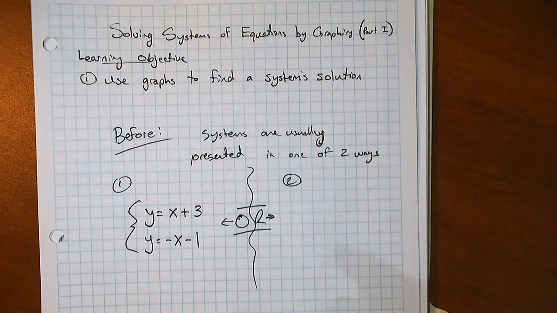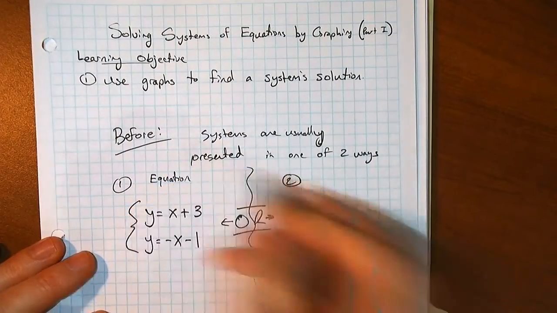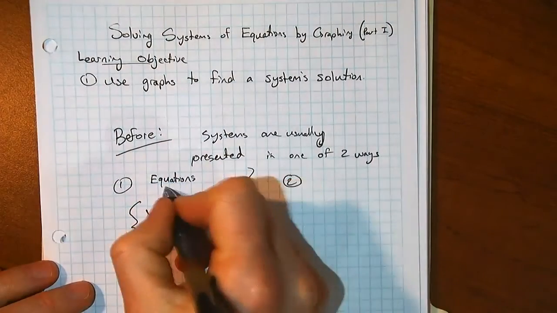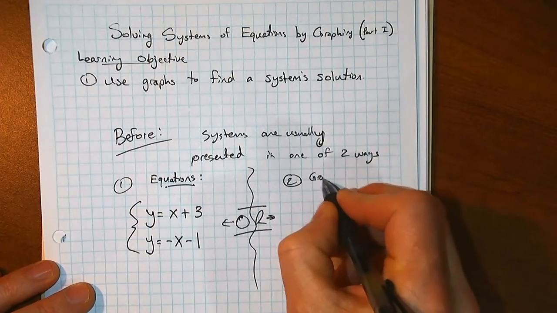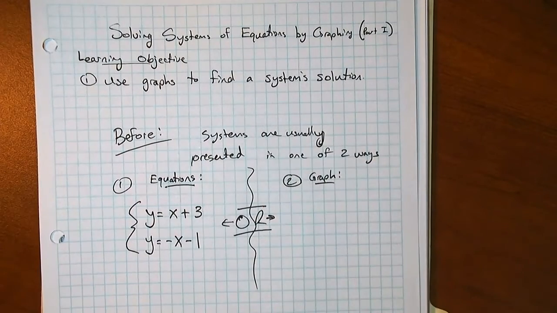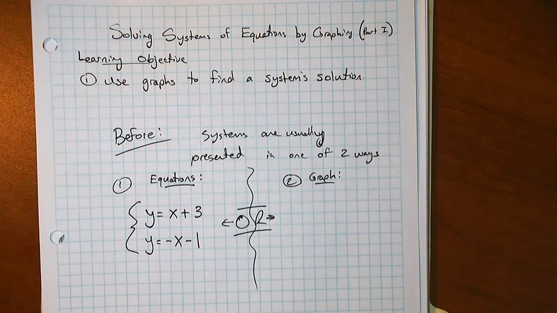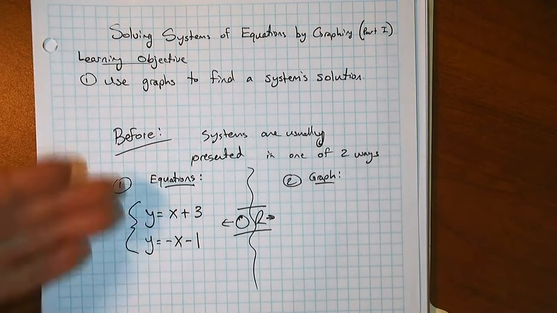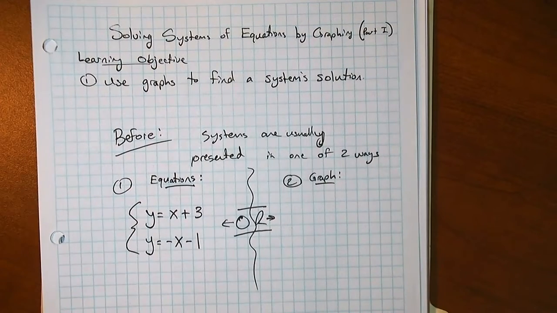And over here, so that's the first way that you'll see it presented, as equations, or you might see it presented as a graph. Because it's going to directly tie into this lesson, I'm going to take the time to actually graph these two equations nice and neat. I'm going to use this as a little bit of a review of how we graph something if it's in slope intercept form.